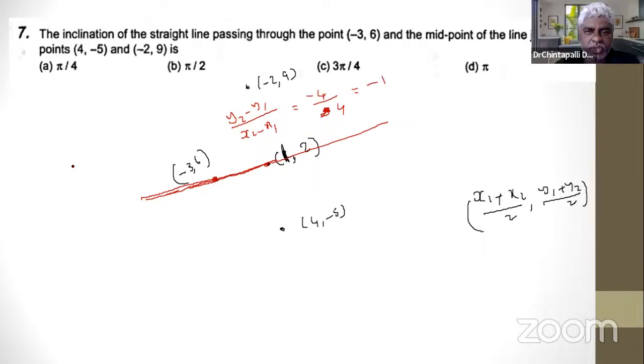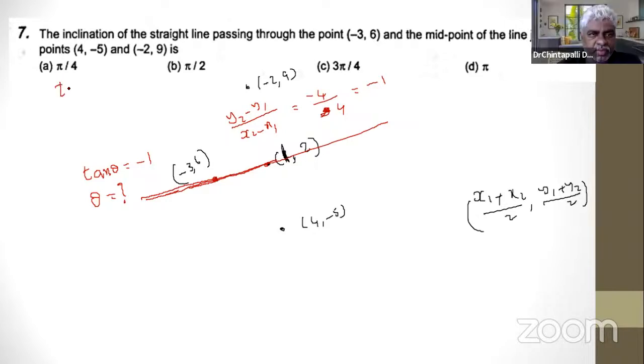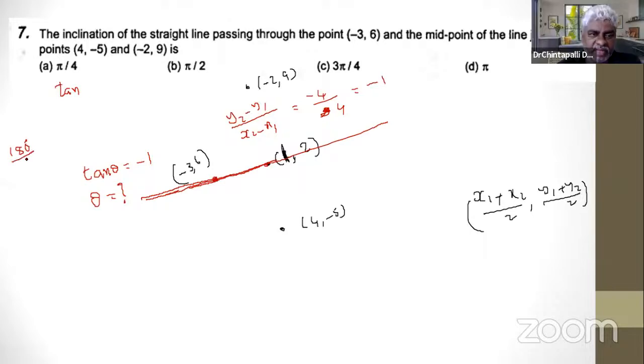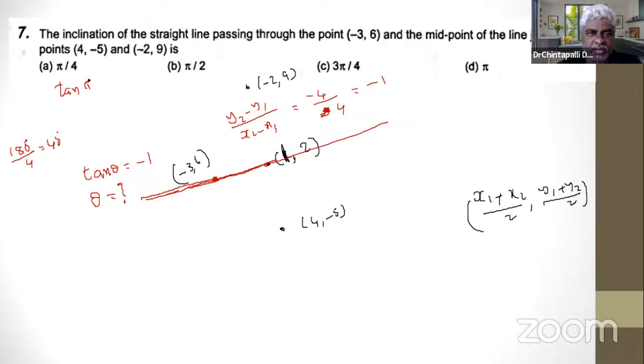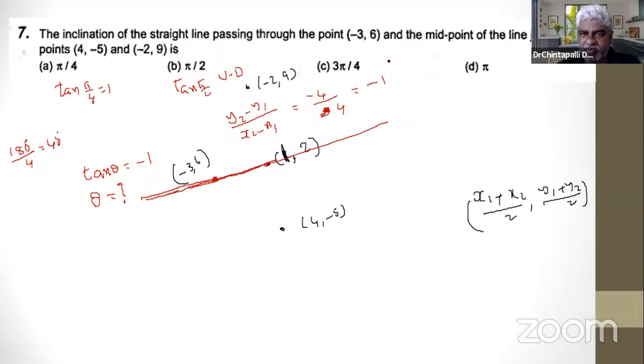Can you tell theta? Options are there. Pi by 4. You know what tan pi by 4 is? Pi is 180, so 180 by 4 is 45. Tan pi by 4 is equal to 1. Tan pi by 2: pi by 2 is 90, undefined. Undefined, right?